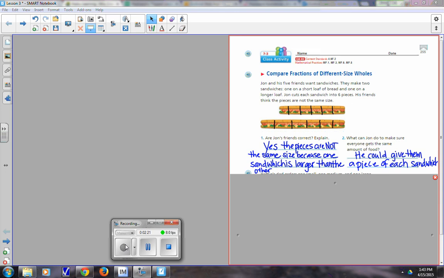Now, what could John do to make sure everyone gets the same amount of food? Well, he could offer one piece from each sandwich, the short one and the long one, and it would even out. It may be about the same amount of sandwich that everybody would get.